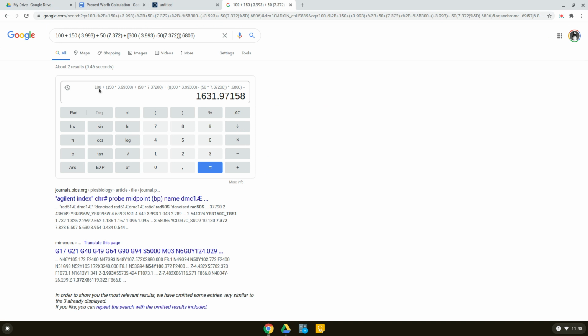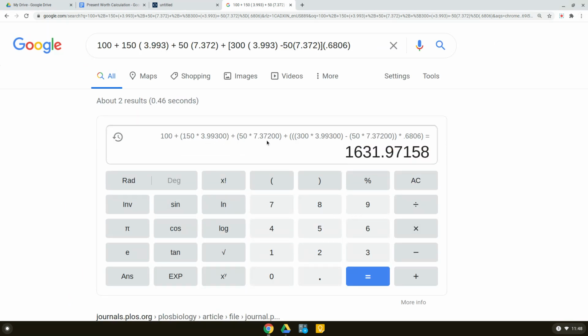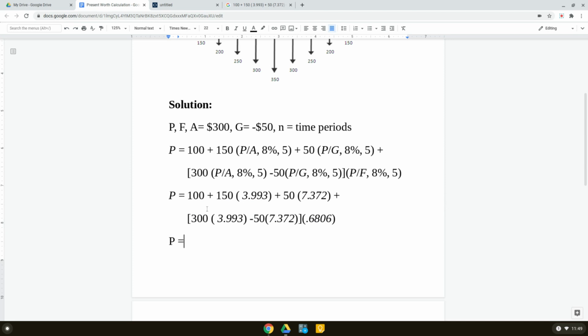And get that calculator. 100 plus 150 times 3.993, which we have, plus 50 times, let me make it bigger for you so you can see, plus 50 times 7.372, plus 300 times 3.993 minus 50 times 7.372, times 0.6806. Looks good. That is our final answer then. Control C and Control V. So I can round it up to two decimal places, and that is the present value of this cash flow diagram.